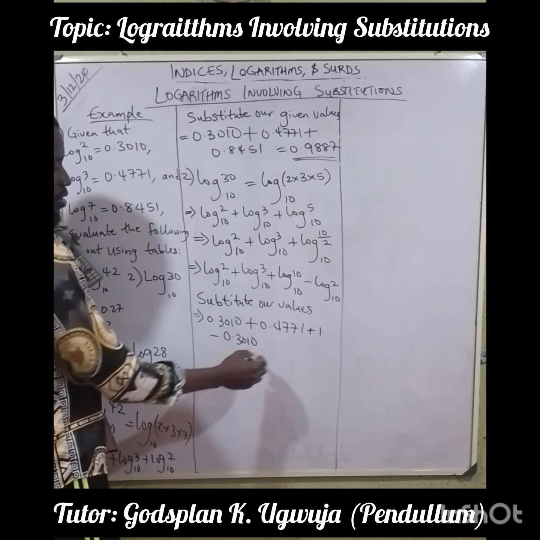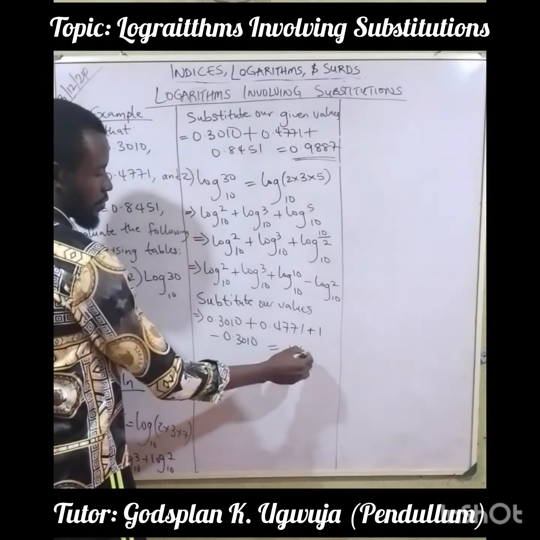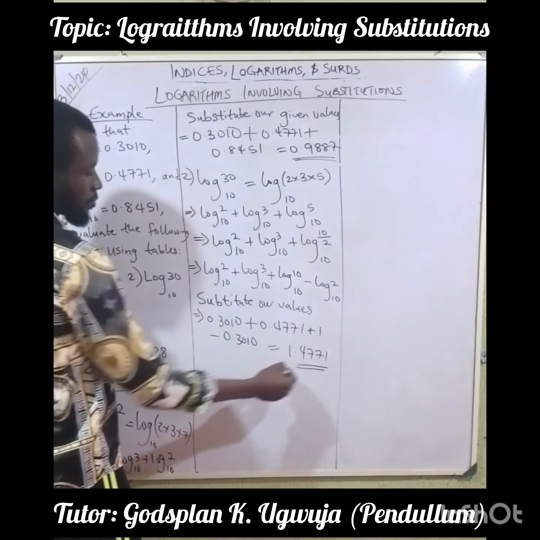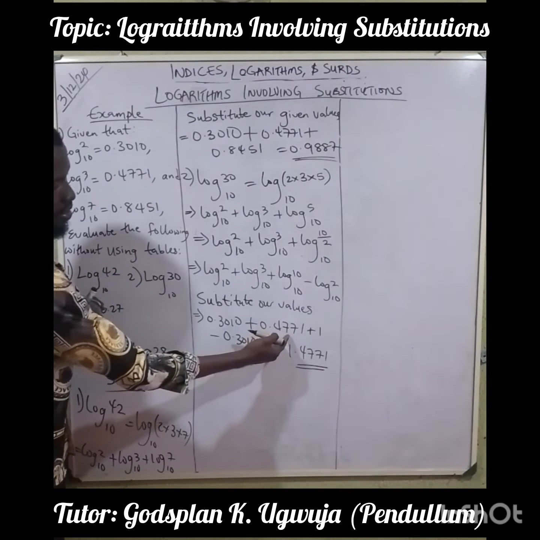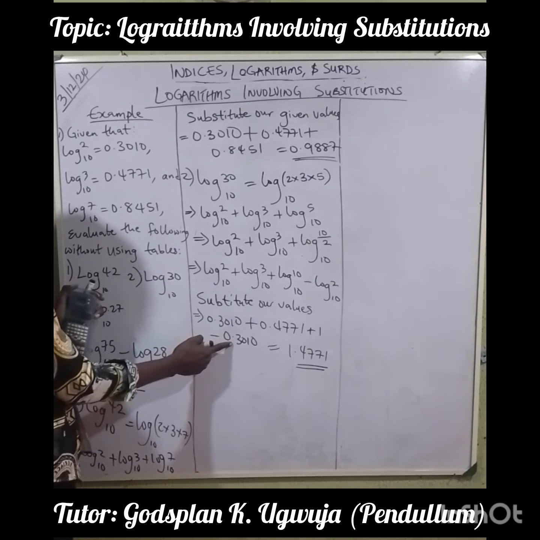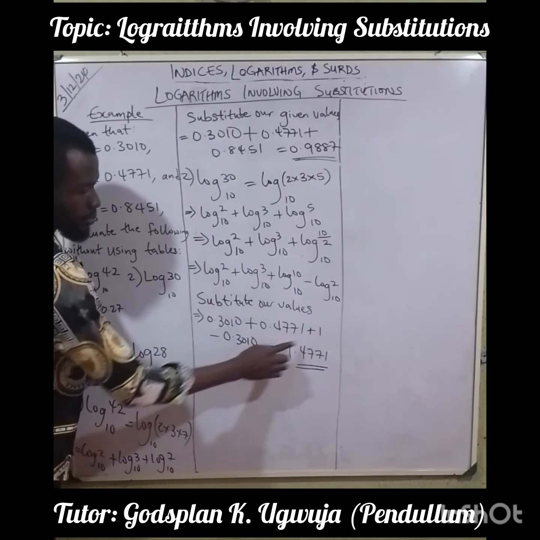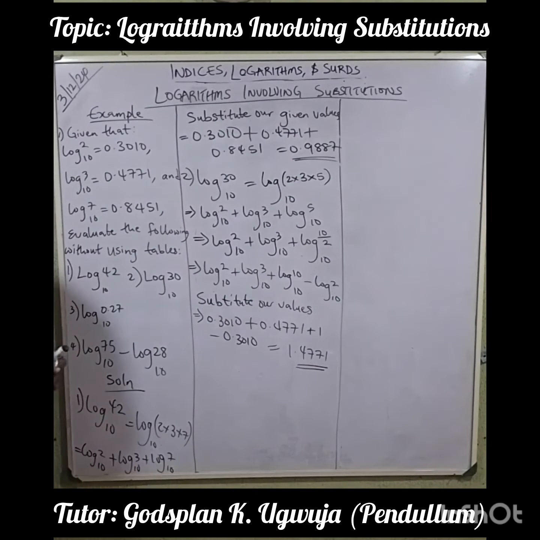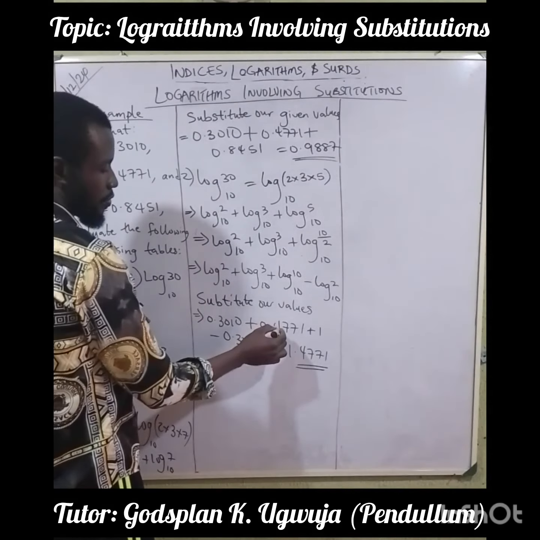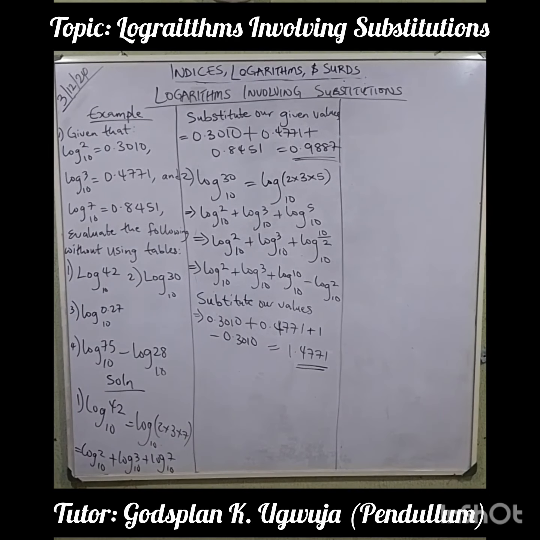So if I do this, my final answer is going to be 1.4771. Basically just this plus this, because 0.3010 will be subtracted from this one, so these two will basically cancel themselves. So you're just having 1 plus 0.4771, which is 1.4771. So this is the answer to the second question.